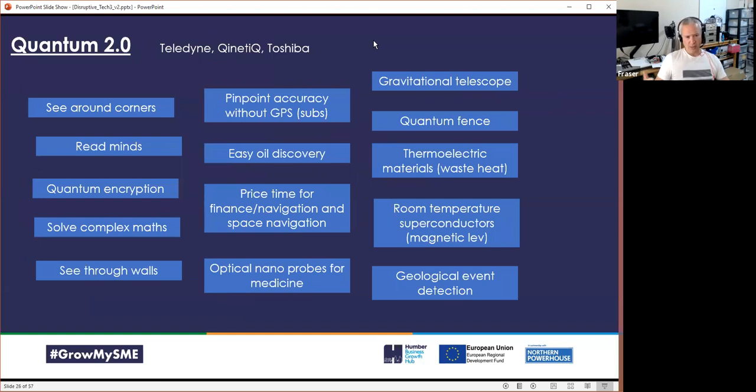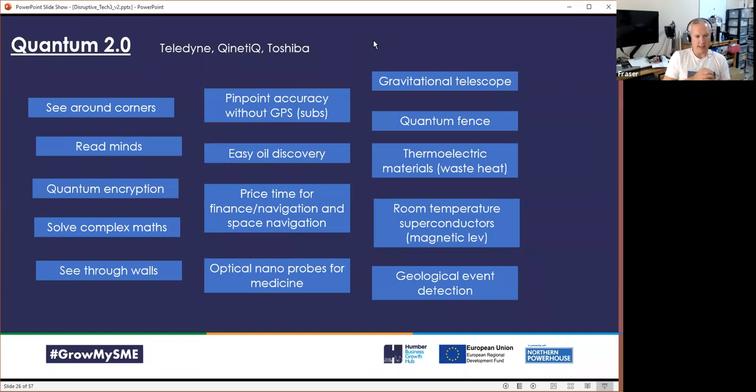What are the applications and the people involved? Well, there's a local company, Teledyne, Quinetic, and Toshiba own quite a few patents, as do BT. All of these things here, I think, are potentially a reality. Some people will say that, in fact, the human mind is a quantum computer, and that we could use this technology to read minds. Kind of scary. Maybe this is a new way of working out who's a terrorist or what your opinion is.